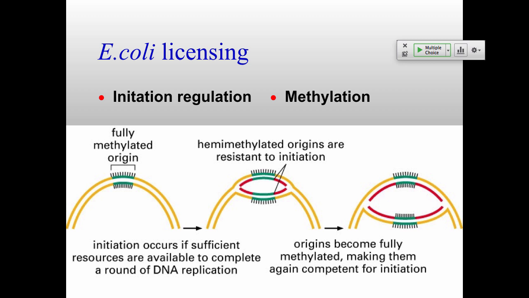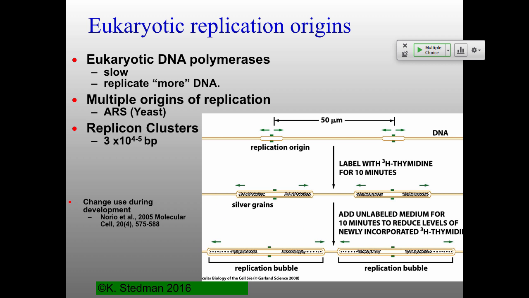So that's bacteria. What happens in eukaryotes? Eukaryotes have a lot of problems. Eukaryotic polymerases are slow. The genomes are really big. How do you deal with this? The only way to deal with it is to have lots and lots of origins of replication. These are also called autonomous replication sequences in yeast. Basically, they're present all throughout the genome, and they seem to be not terribly sequence specific. That means you can use a lot of different ones and get away with it.